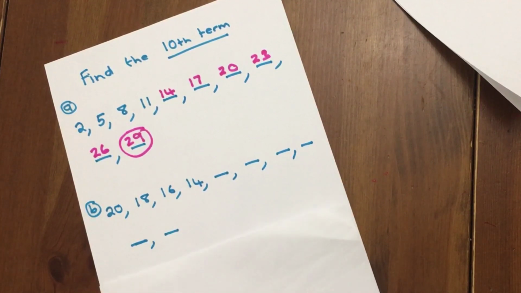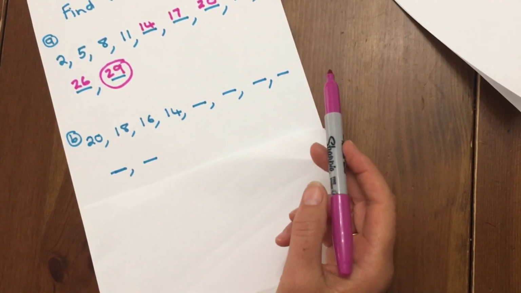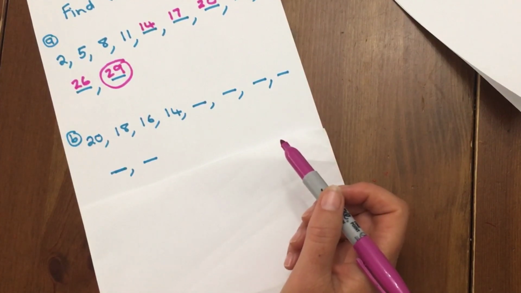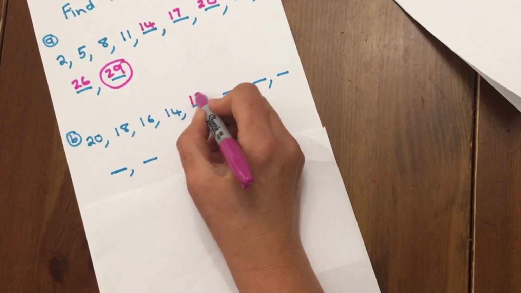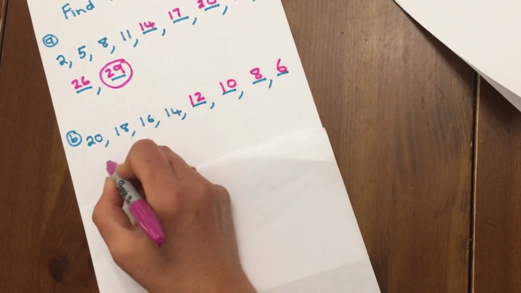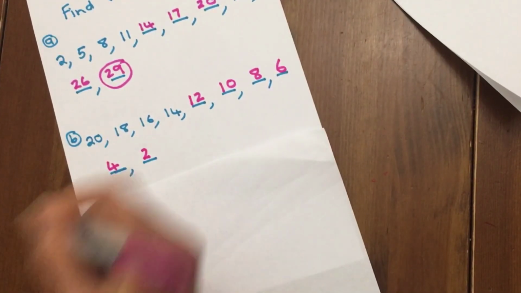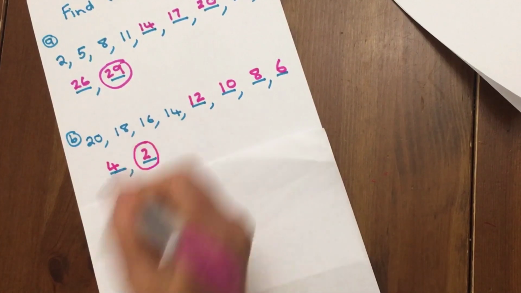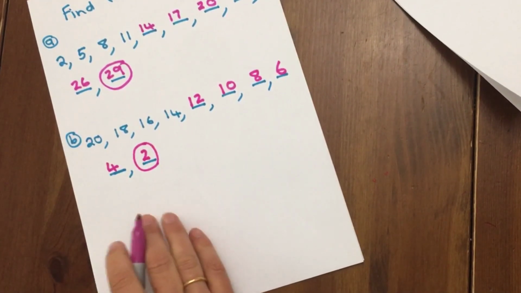Okay, so we're going to find the 10th term for this one. So pause the video and have a go yourself, please. Okay, well done. It's going down in 2, so I'm going to continue going down in 2. So it's an arithmetic progression, or an arithmetic sequence, sorry. And the 10th term I can see is 2. Okay, well done, Year 8.